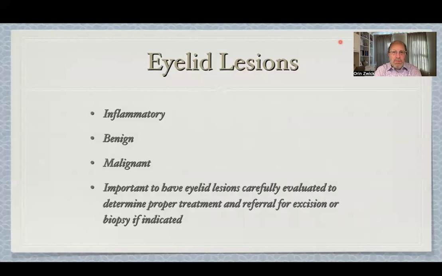Eyelid lesions are typically broken up into three categories: inflammatory, benign, and malignant. Easy to break them up into those categories, important to differentiate one from the other in order to know the proper management and whether referral is indicated to your oculoplastic specialist.